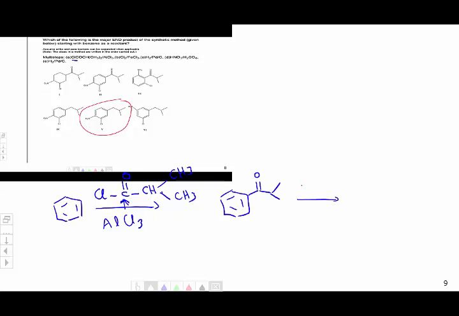Now the next step is Cl2, FeCl3. We know that this group is a deactivator and it is a meta-director. So it's going to direct it either to this meta position or this meta position.